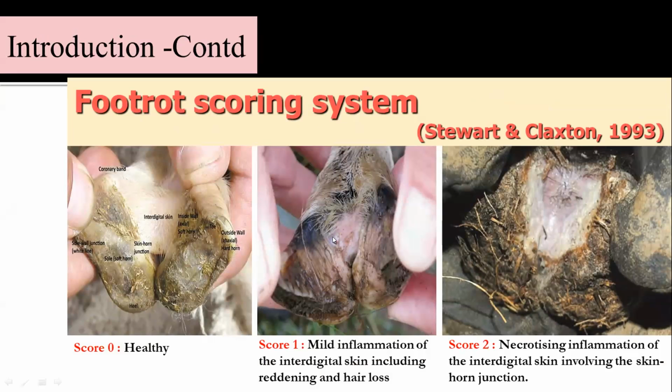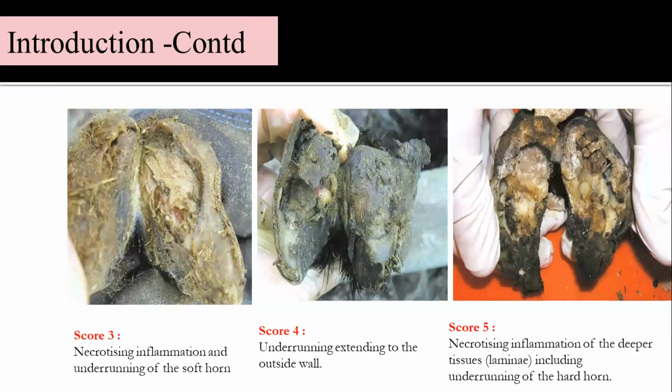Coming to score 1, you can see clearly that this is the interdigital skin. There is redness, there is inflammation, there is loss of hair, and this is considered score 1. Coming to score 2, you can see that there is necrotizing inflammation. The skin horn junction is affected. There is this whitish area, which is necrosis. There is loss of hair and inflammation.